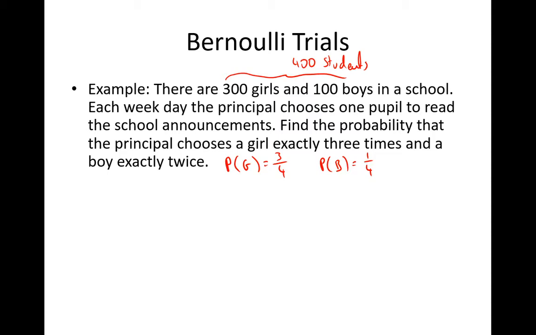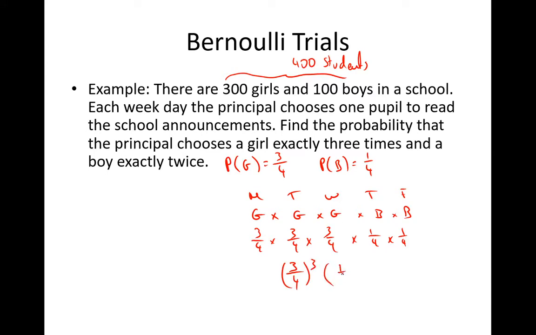So at its most basic, it could be Monday, Tuesday, Wednesday, Thursday, Friday. She might have a girl, a girl, a girl, a boy, a boy. So at its most basic, it's going to be 3/4 by 3/4 by 3/4 by 1/4 by 1/4. Now we don't like to repeat ourselves in maths. We like shorthand ways to write things down. So that's the same as 3/4 raised to the power of 3, times 1/4 raised to the power of 2.